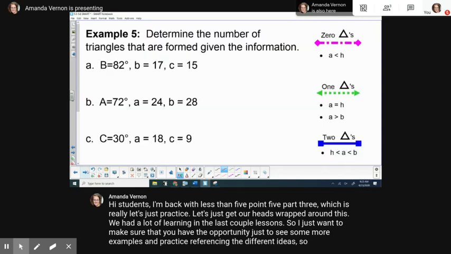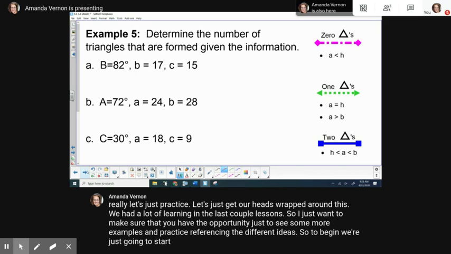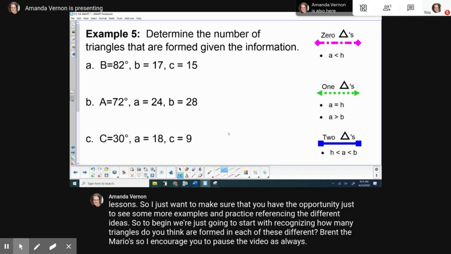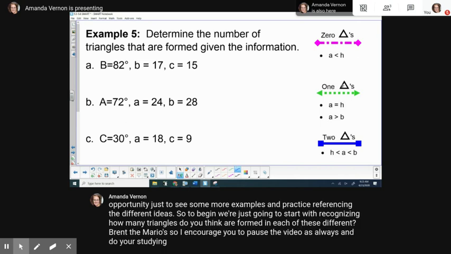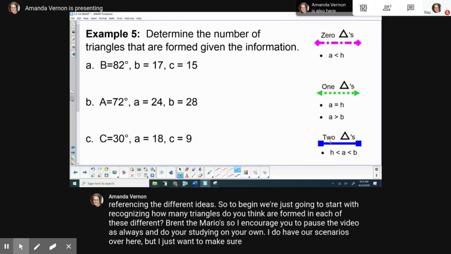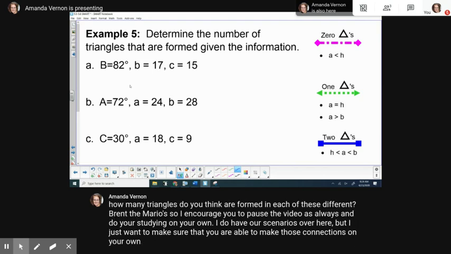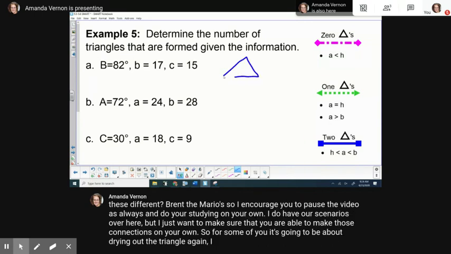So to begin, we're just going to start with recognizing how many triangles do you think are formed in each of these different scenarios. So I encourage you to pause the video as always and do your studying on your own. I do have our scenarios over here, but I just want to make sure that you are able to make those connections on your own. So for some of you, it's going to be about drawing out the triangle. Again, I do typically draw out a quick triangle. It doesn't take that long to do.